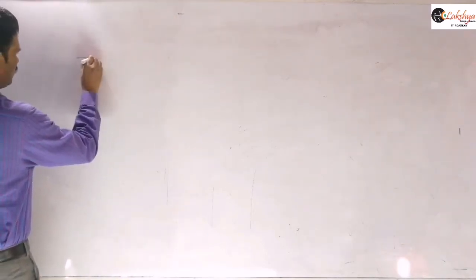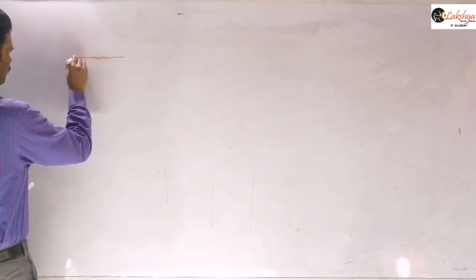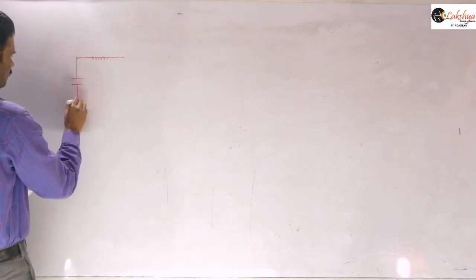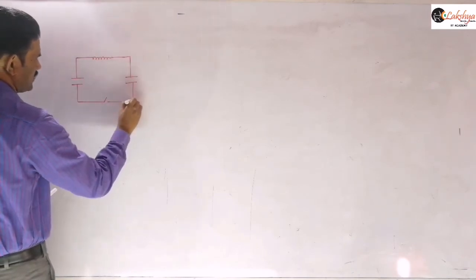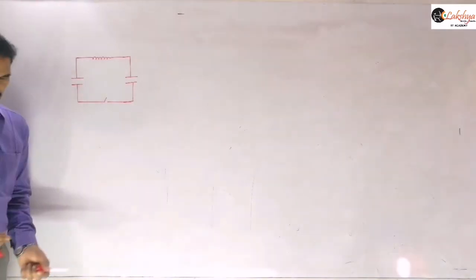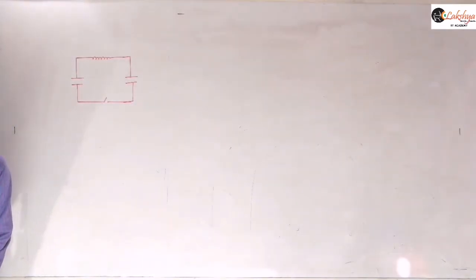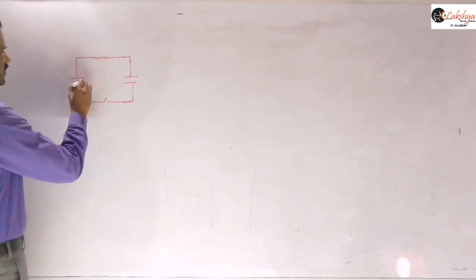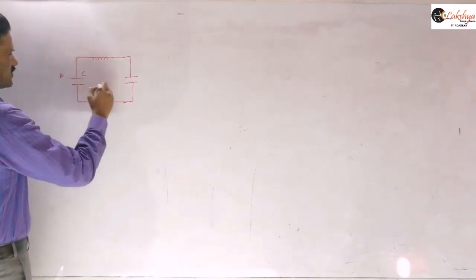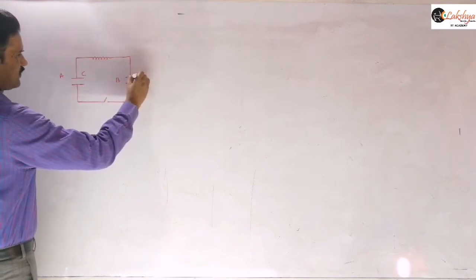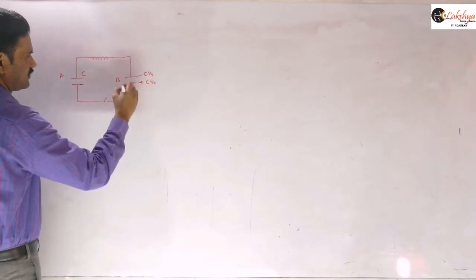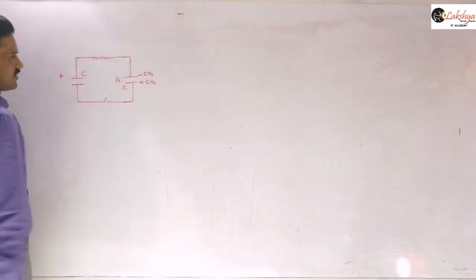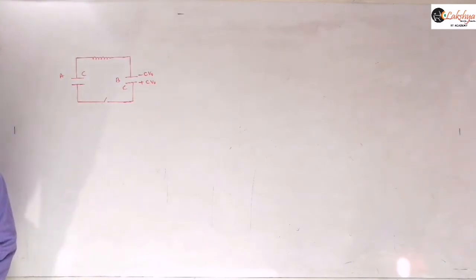So now I am taking a situation like this. This is an inductor, and another capacitor is connected here, right? So these are the two capacitors there. One is A, with capacitance C, and this is B, which is charged here. So this is minus CV naught and plus CV naught. Its capacitance is also C, that means B also has capacitance C.